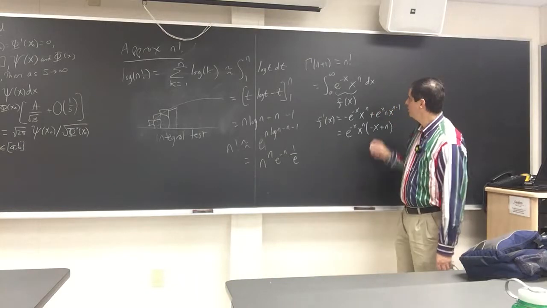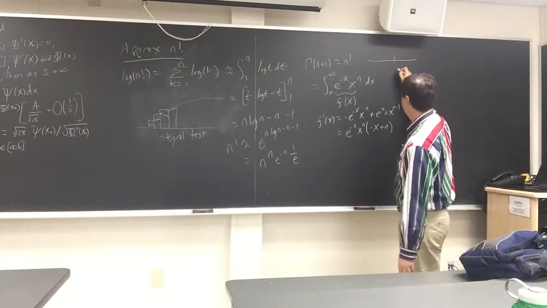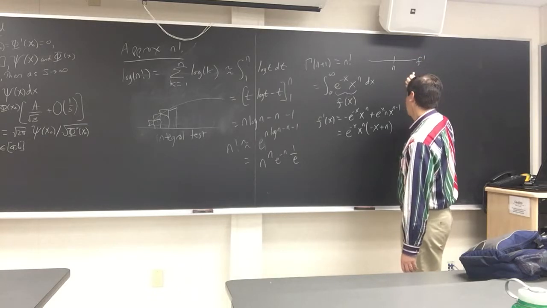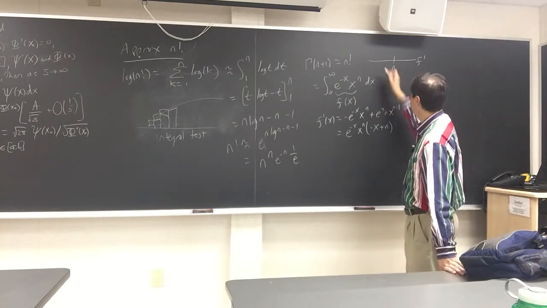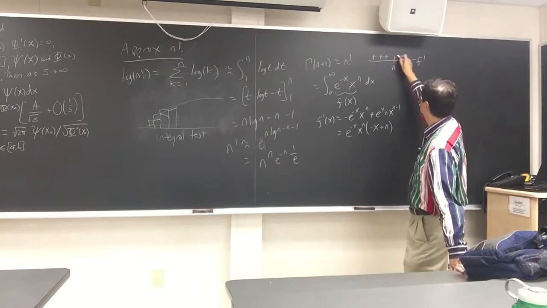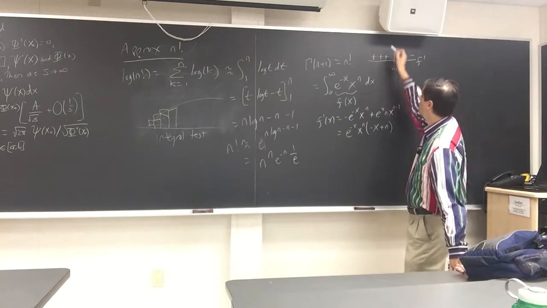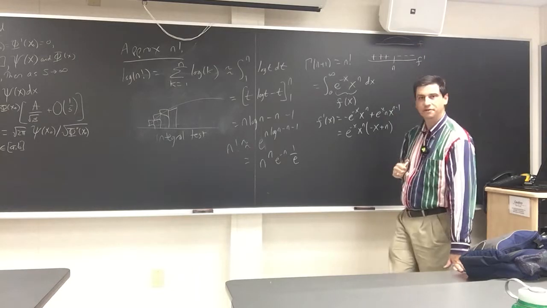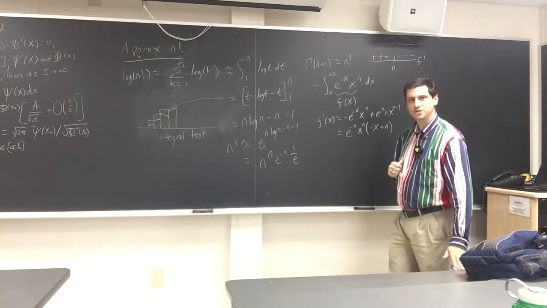So what this tells you is, here is n, here's f prime. If x is less than n, it's positive. If x is greater than n, it's negative. So when I plot my function f, it has a maximum at n. This is the curve sketching day.